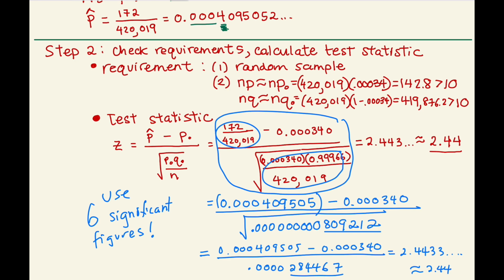So just to change my previous rule, if the numbers are really tiny like this, just to be super safe, go out 6 significant figures. In other words, just ignore these leading zeros because they're not really telling us very much.